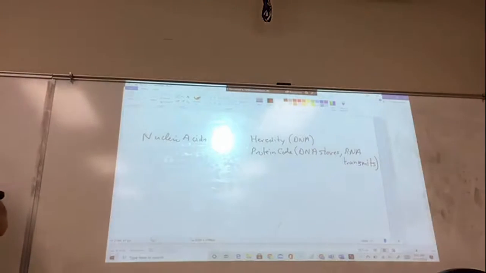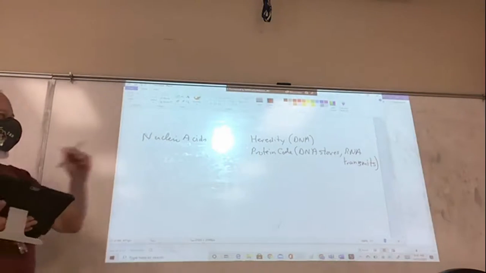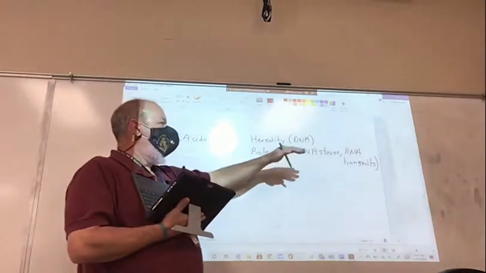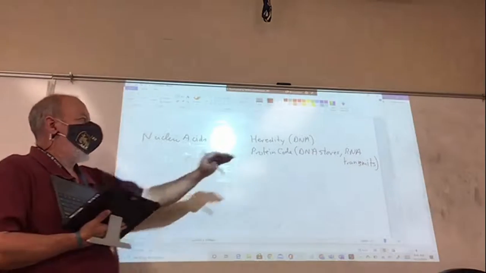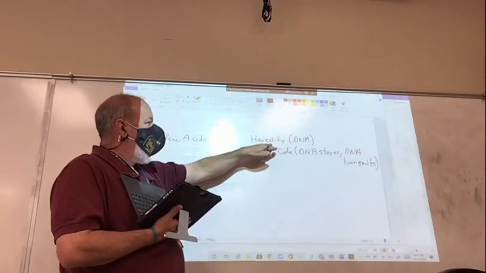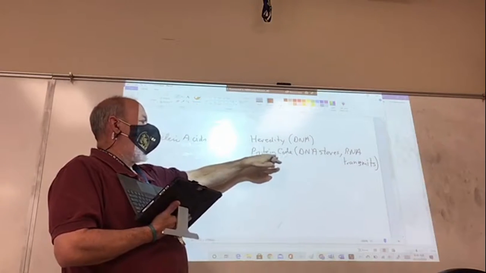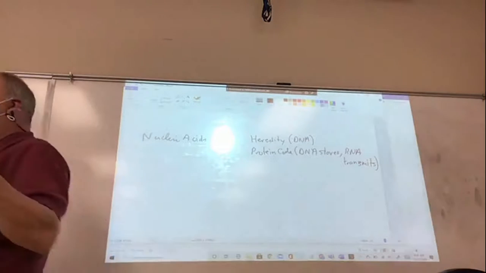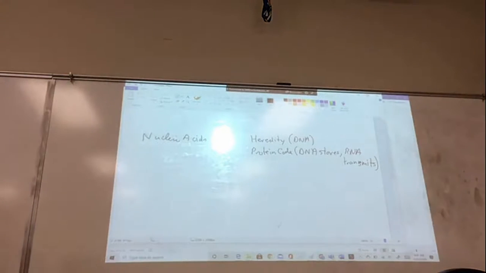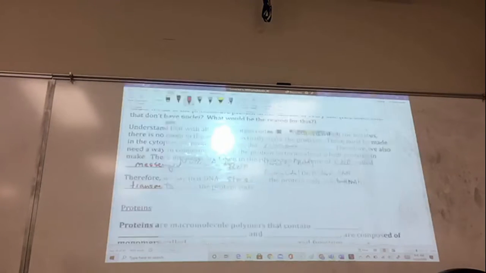Okay. So those two functions make sense, right? I've got my protein code, the DNA stores it, and the RNA transmits it to the ribosomes. And heredity, which is not the same thing as storing the protein code, heredity is the transmission of this from one cell to another. Okay? And we need to figure out how all of these things work.